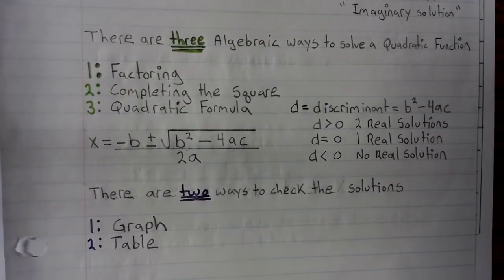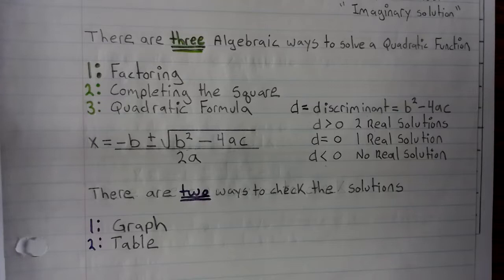There are three algebraic ways to solve a quadratic function: 1, factoring; 2, completing the square; 3, quadratic formula, which is x equals negative b plus or minus the square root of b squared minus 4ac, divided by 2a, where d is the discriminant, which is equal to b squared minus 4ac.